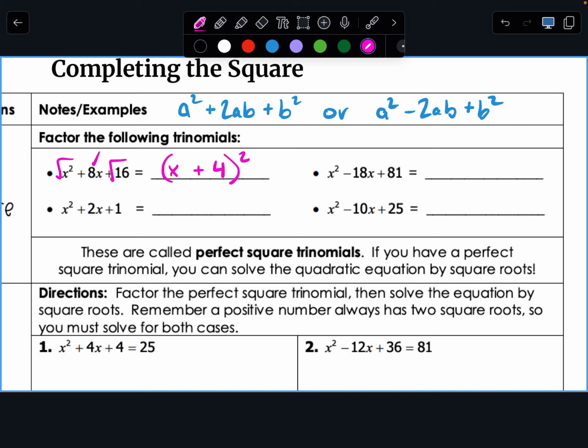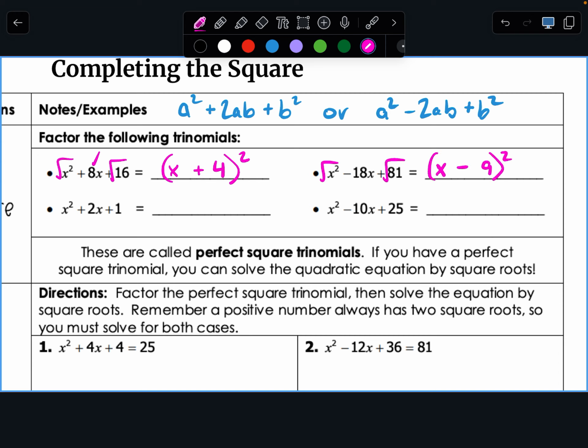On the right side at the top of your page, take the square root of the first and last term. We have x, we have 9. 2 times x times 9 is 18x, perfect. We need a negative in there, so I'm going to have x minus 9 squared.